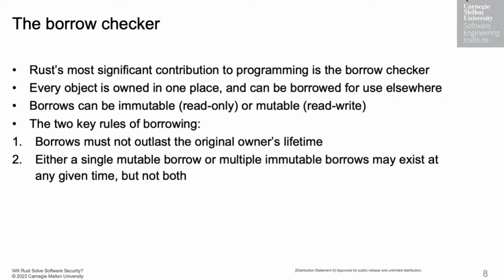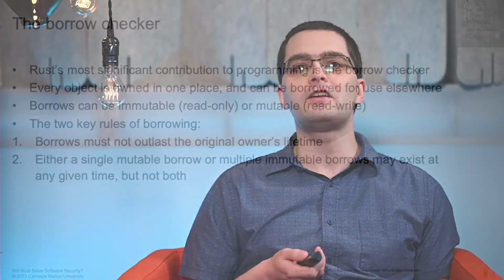Every borrow is either immutable, which means read-only, or mutable, which means read-write. There can be as many immutable borrows as you want at a time, but there can only be one mutable borrow. And if there's a mutable borrow, there can't be any immutable borrows at the same time. The other key rule is all borrows have to be returned before the object can go away or have its ownership transferred away. Those rules together are basically the core of every safety guarantee Rust offers, as we'll see in the next couple of slides.